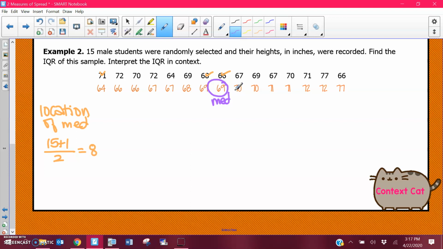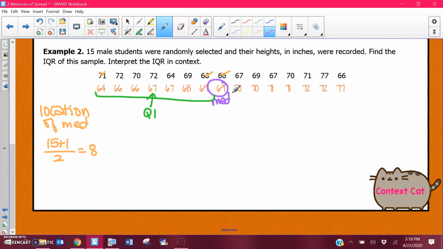So then to find my Q1 and my Q3, I again just look at the half of the data that I just made. This is my first half of my data, so I'm going to find the median of that, the middle number in the first half. There are 1, 2, 3, 4, 5, 6, 7 values here, so it'll be that 4th value. Sometimes you can eyeball it. So 67 is going to be my Q1, so 25% of my values fall below 67.